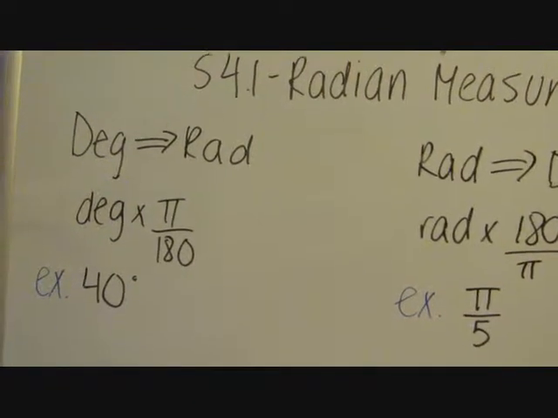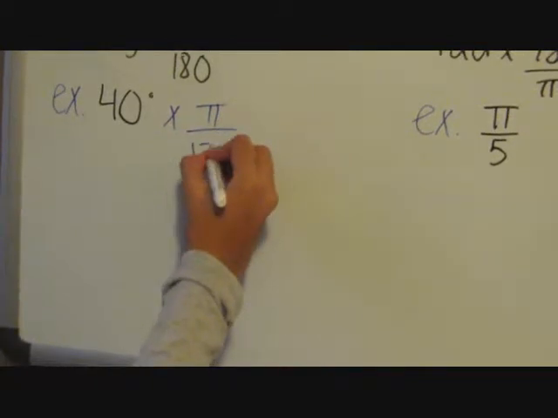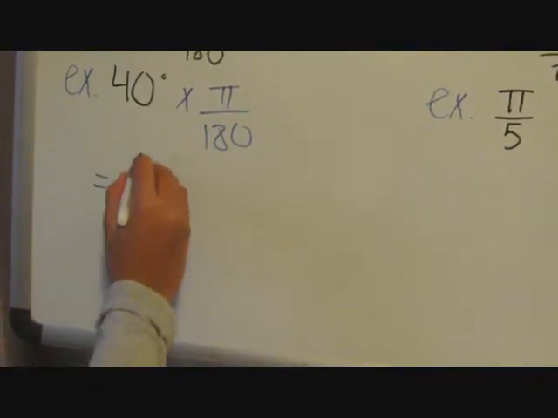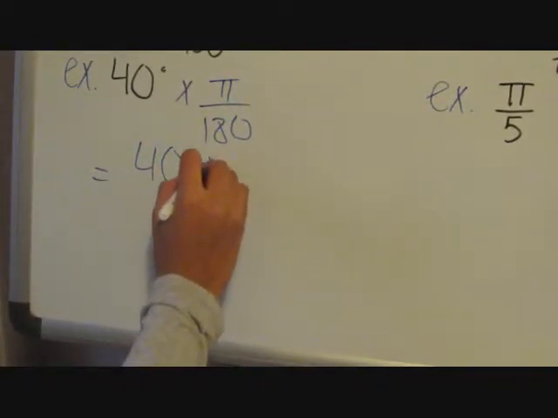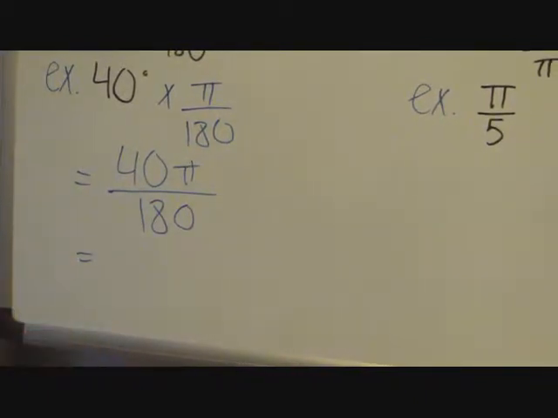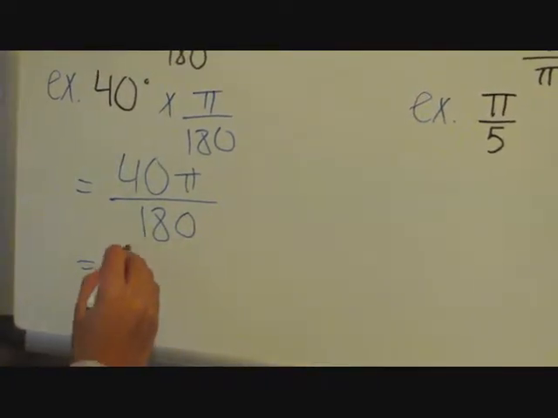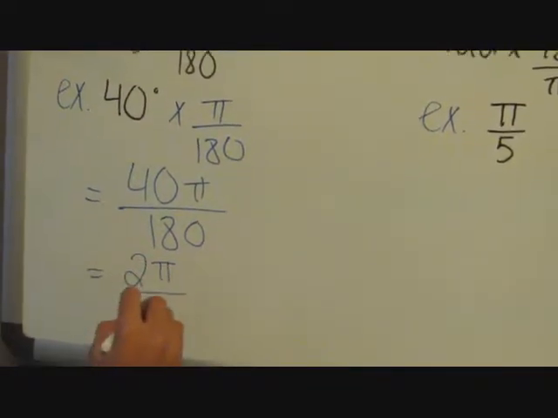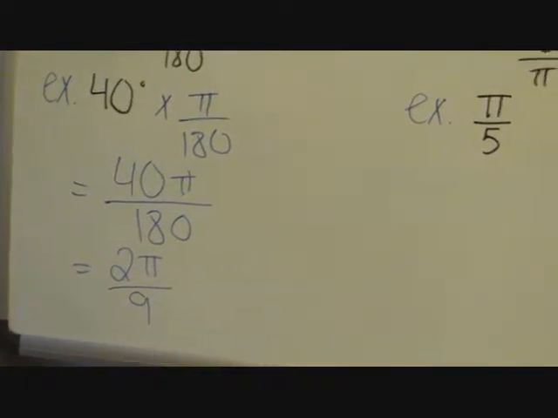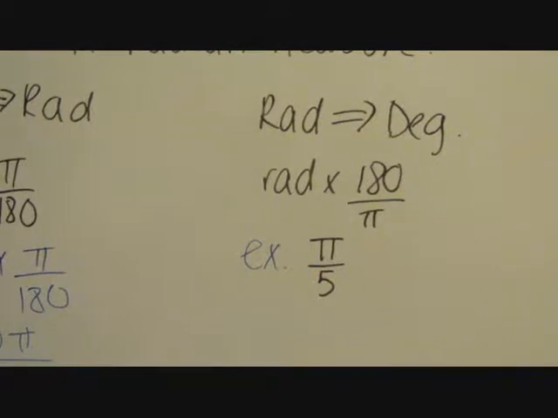For example, if you have 40 degrees, then you multiply that by pi over 180. So you get 40 pi over 180. And you can reduce this further by dividing the numerator and the denominator by 20, which equals 2 pi over 9. You can also go from radians to degrees by multiplying the radian by 180 over pi.